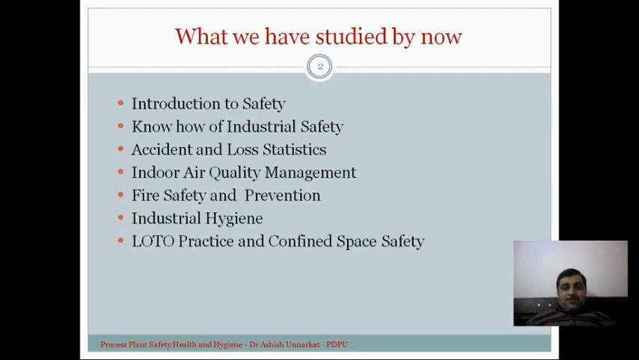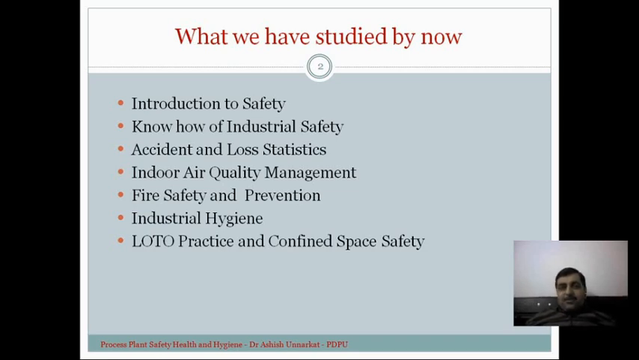Before we go on to the topic, let us have a quick recap on what we have studied so far in the subject. We have gone through the introduction to industrial safety. We came to know the different terminologies in industrial safety. We have talked on accident and loss statistics, how they are being computed. We also touched upon indoor air quality management. We have touched upon fire safety and its prevention.